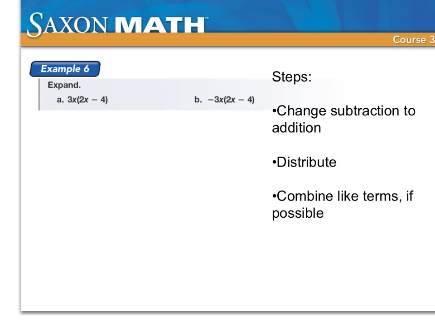We're told these are going to come back. We know how to do these, so here are some more. Alright, so part A, we're going to rewrite it to start with. 3x times 2x minus 4.